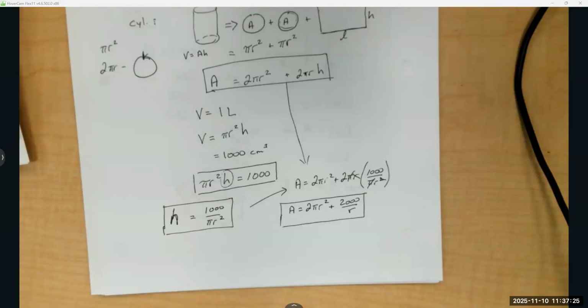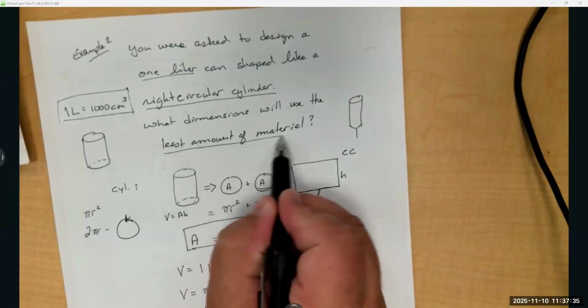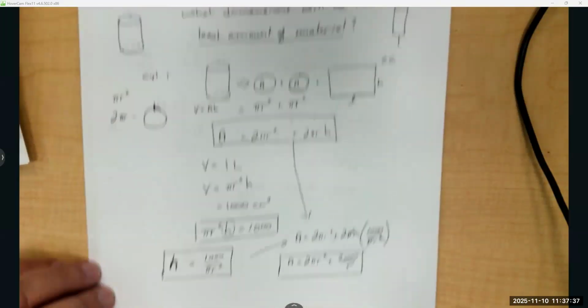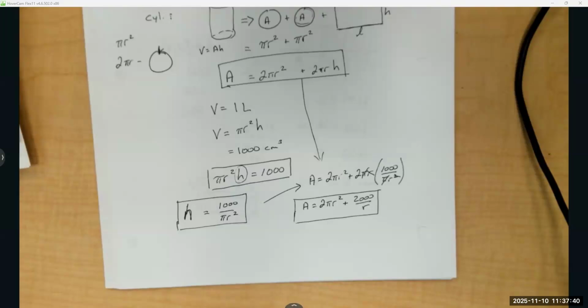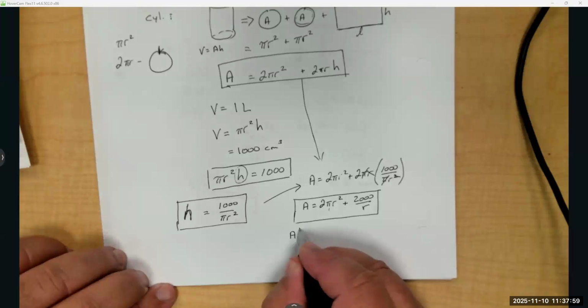So what do we do with this equation now? What's the formula looking for? Least amount of material. We're looking for the minimum. Minimum of what? This will help us find the minimum of this function, because once we find the minimum of that, that'll give us the r value, that'll give us the lowest value of that equation. So we have to find A prime.